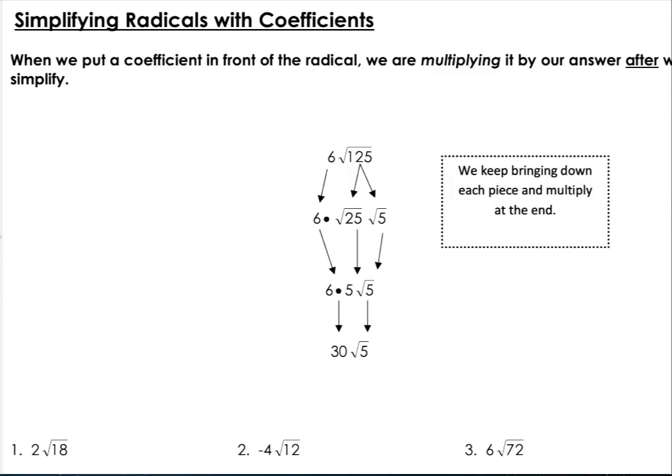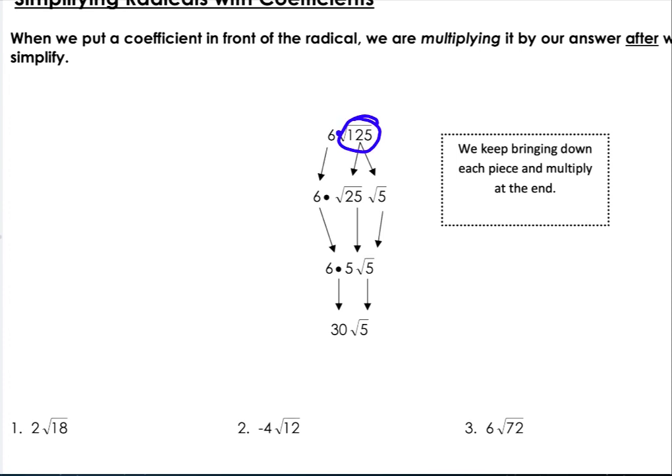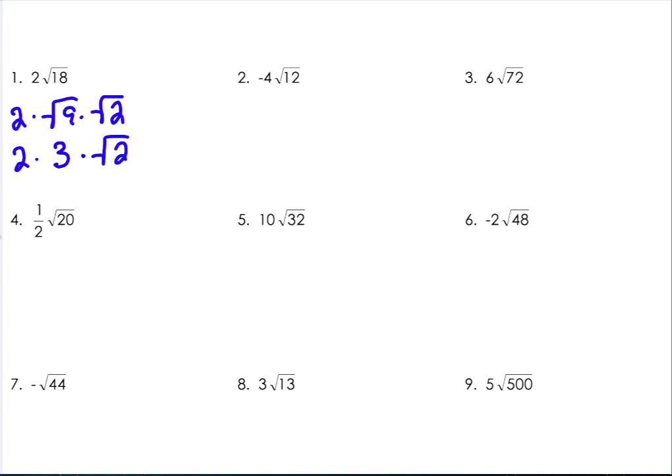All right, so what do we do when there's a number out front? Well, that number just gets multiplied times whatever comes out of our radical, okay? We just keep simplifying it as far as we can. So here I have 2 times the square root of 9 times the square root of 2. Well, square root of 9 is 3. And then 2 times 3 is 6 square roots of 2.